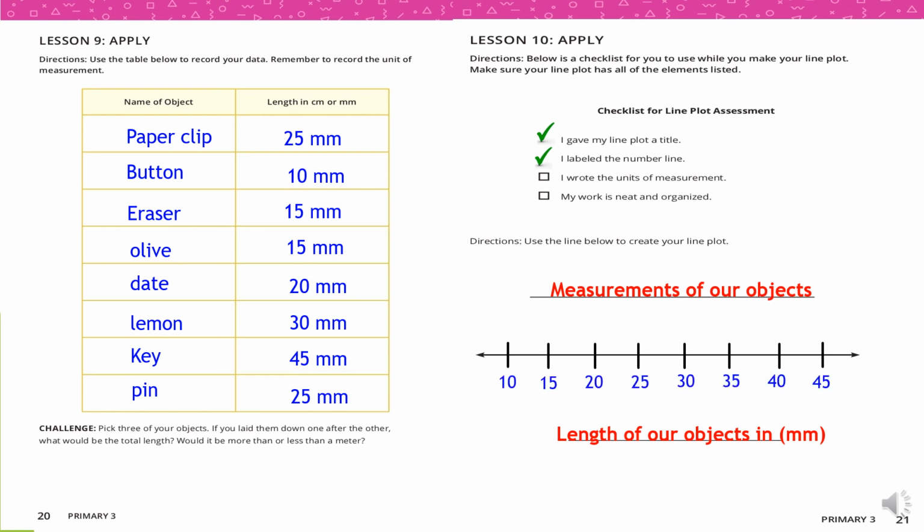And I will put numbers. I will start from 10 and skip count by 5: 10, 15, 20, 25, 30, 35, 40, 45, and I wrote the unit of measurement. And my work is neat and organized. The key tells me that x equals 1 object. So in 10, I will write how many x's? I have only one item, its length is 10, so I will write only 1 x.